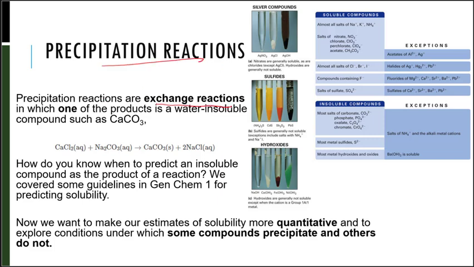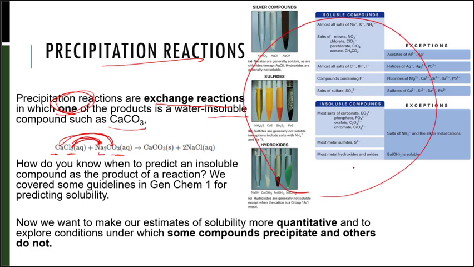Precipitation reactions are exchange reactions where one of the products is a water-insoluble compound such as calcium carbonate. I have calcium chloride and sodium carbonate, and they do a double date swap. So calcium is going to ditch the chlorine and combine with the other anion, and the cation, sodium, will join with the other anion. So I would have sodium chloride and calcium carbonate. Then we check our solubility rules, which we had a large chart for, and calcium carbonate would be our insoluble compound, which would form the precipitate.